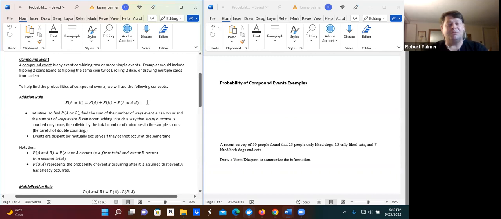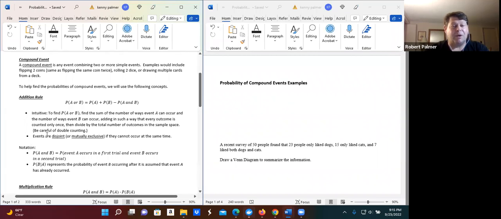And this is an idea of overlap. So let's explain this intuitively. I'll just read this: to find P of A or B, find the sum of the number of ways event A can occur and the number of ways event B can occur, adding in such a way that every outcome is counted only once, then divide by the total number of outcomes in the sample space. So be careful of double counting.